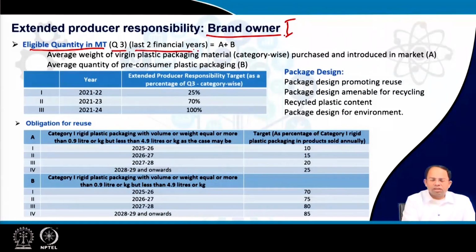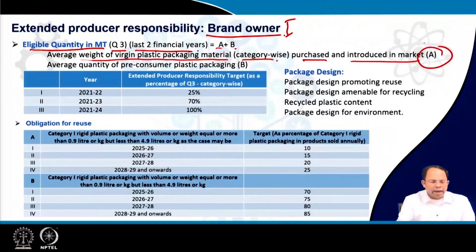And this is considered for the last 2 financial years. This has got 2 components. The first component is the average weight of virgin plastic packaging material for different categories, purchased and introduced in the market, which is category A, and the average quantity of pre-consumer plastic packaging that you are usually employing yourself. So these 2 categories together make up the quantity of plastic which a brand owner is actually handling, producing or using.